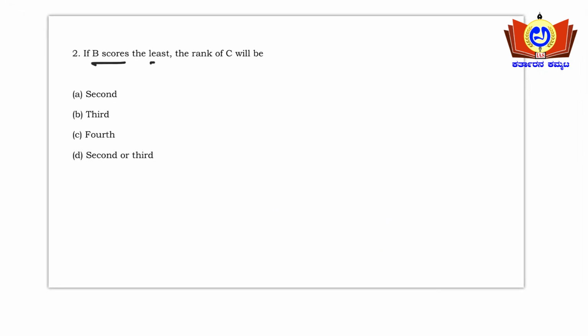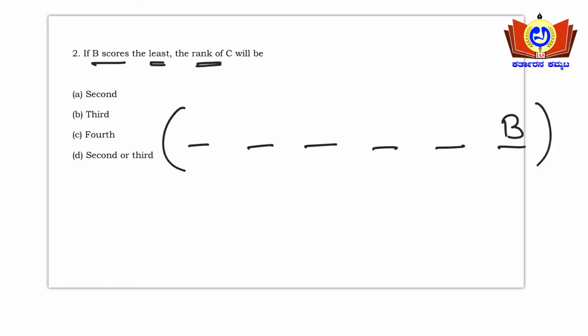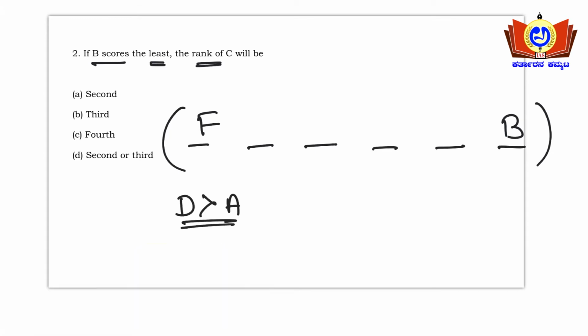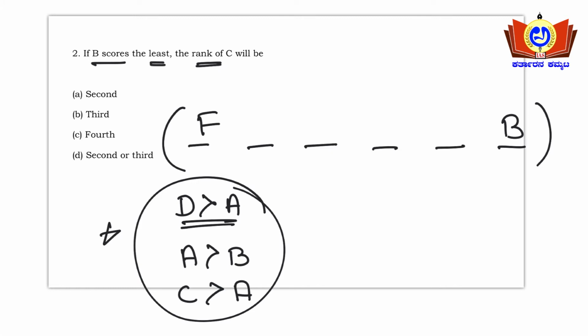If B scores the least, then the rank of C will be? So friends, amongst the 6 positions, 1 2 3 4 5 and 6, B is in the last position. If B is in the last position, then F will be scoring maximum here. The conditions are D is greater than A and they are close competitors, A is greater than B, and C is greater than A. If B scores the least, we need to find out the rank of C.